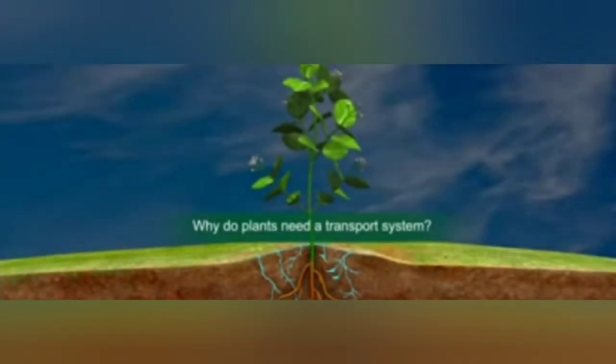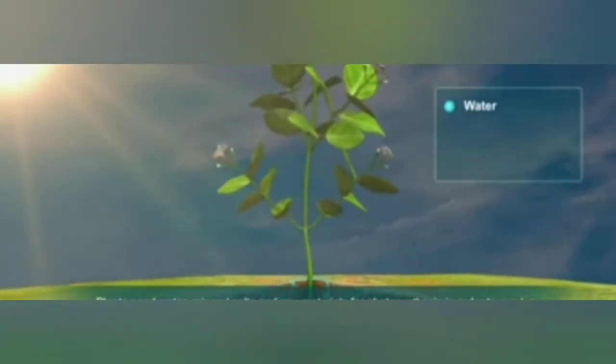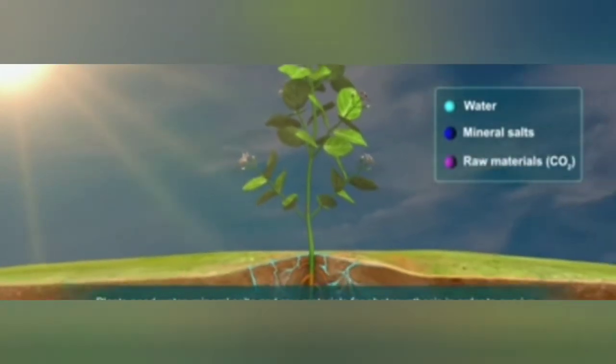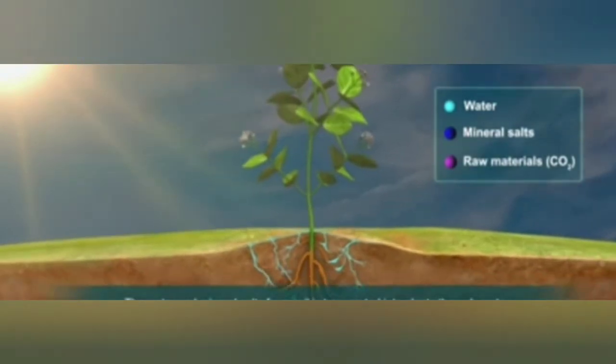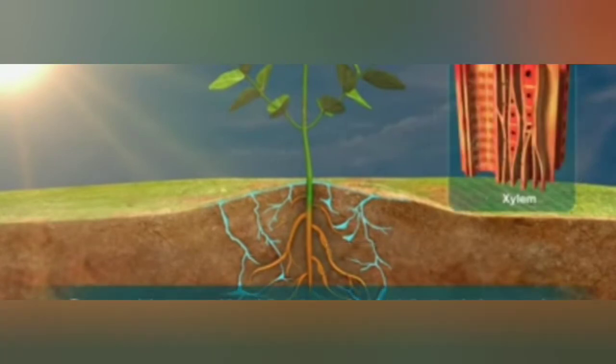Water is absorbed by the roots from the soil in the same way. The root hair are in close contact with the water in the soil. The concentration of water molecules is greater outside the root hair than inside, so water moves into the root hair by osmosis. It then passes through the root tissues to the xylem in the root.